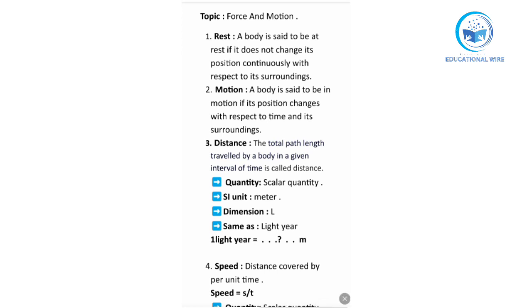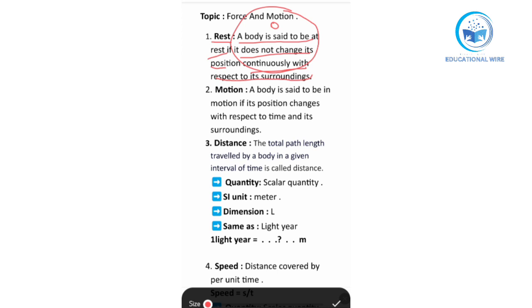As we all know, in force and motion, first of all we will learn about rest. A simple definition of rest is that a body is said to be at rest if it does not change its position continuously with respect to its surroundings. Like here is one man, and he is standing over here and not changing his position with respect to his surroundings. So this is called rest.